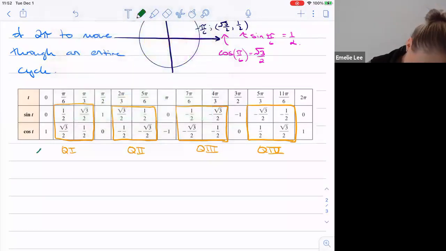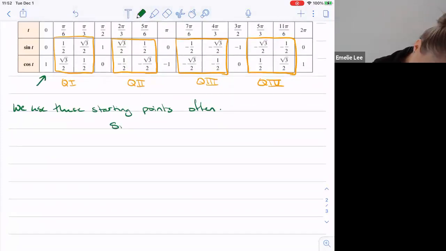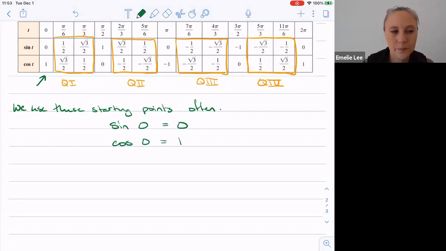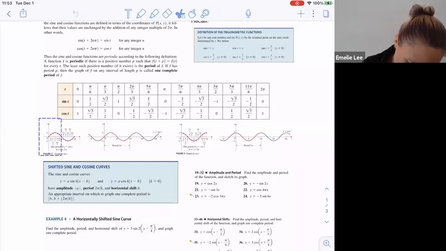So here, we use these starting points often, right? Specifically that the sine of 0 is 0 and the cos of 0 is 1. So you've probably seen the graphs of sine and cosine before. So let's talk about the graph of sine first.